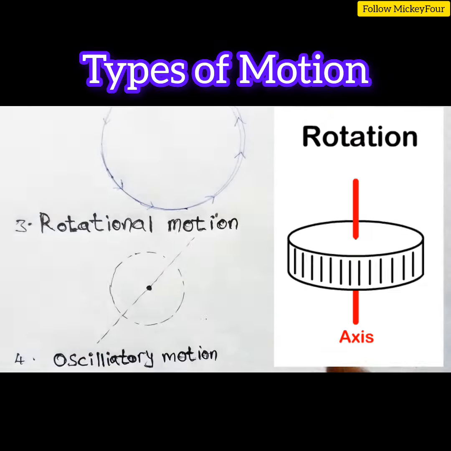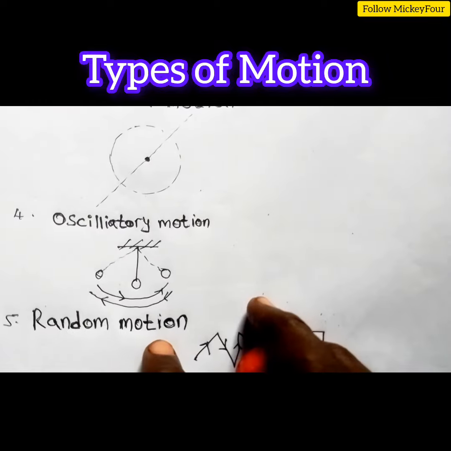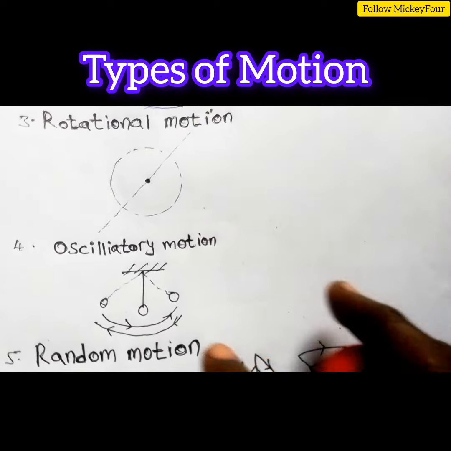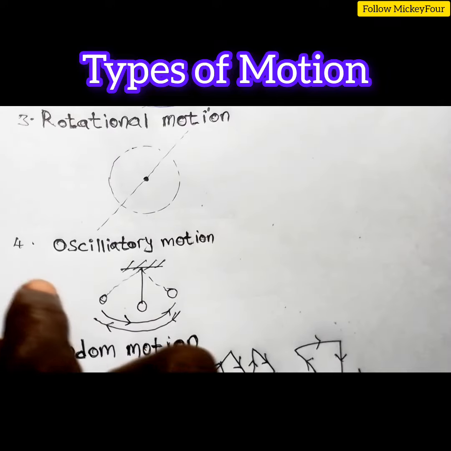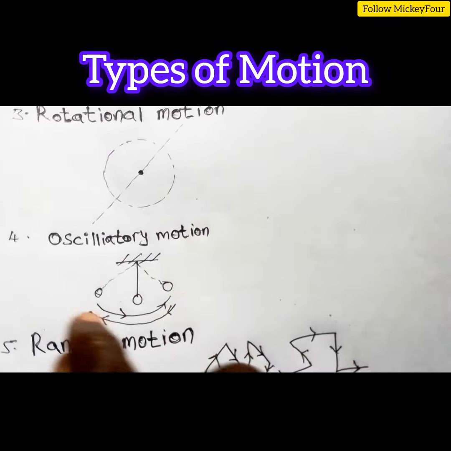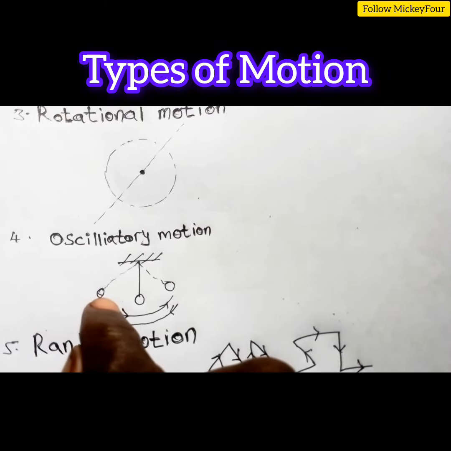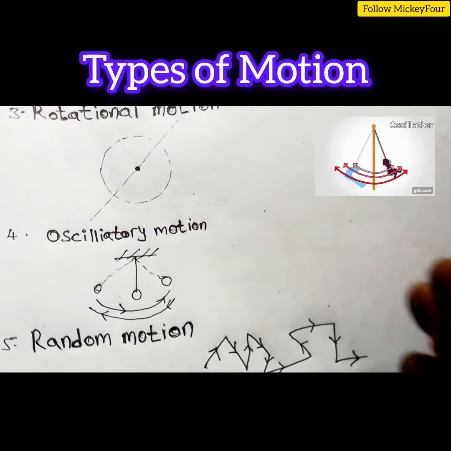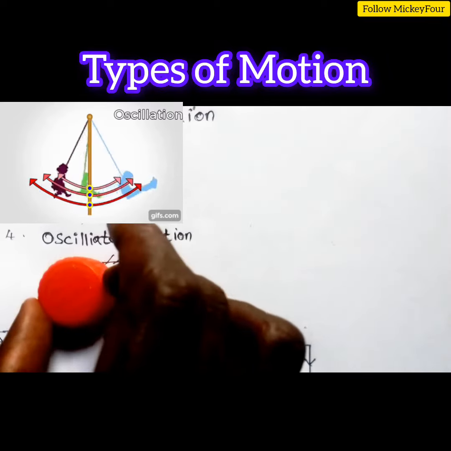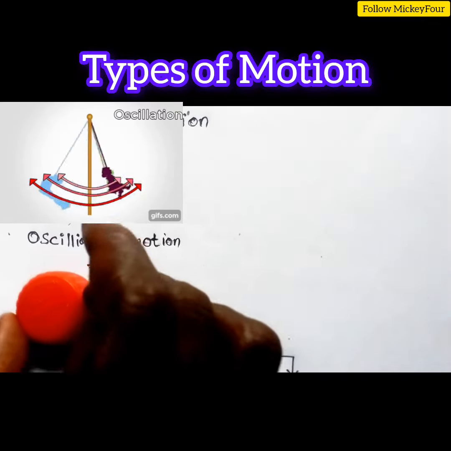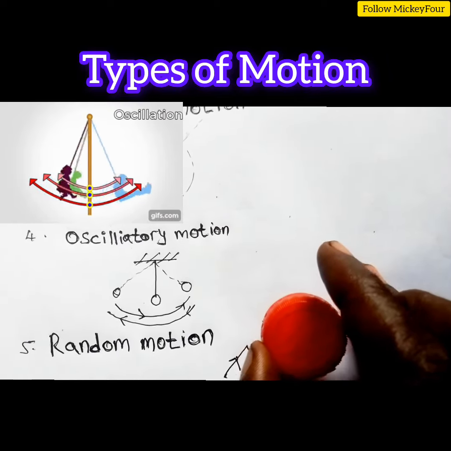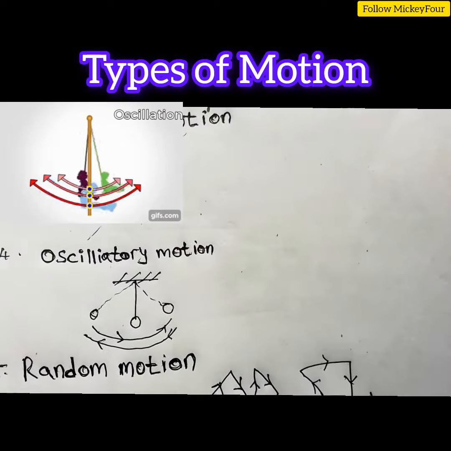Alright, so let's go to the next type of motion, which is called the oscillatory motion. The oscillatory motion of a body is a to and fro movement of an object. So when an object moves from here and moves backward, that type of motion is called oscillatory motion. For example, let's say this is the body. The body moves like this, goes here, returns back. For example, the motion of a simple pendulum is a type of motion called oscillatory motion.